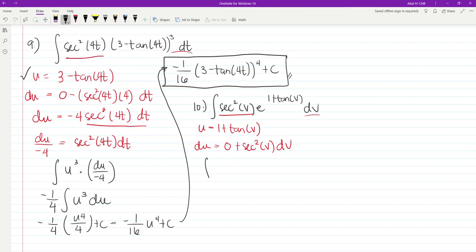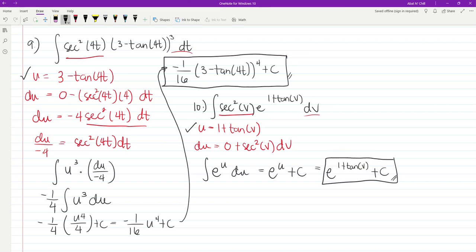We can now substitute it. So we have the integral of e raised to 1 plus tangent of v, which we labeled as u. And then, of course, the remaining factor, secant squared v dv, will now be our du. It's only equal to du. So integrate this. This should be e raised to u plus c. But we know that u equals 1 plus tangent of v. So we have e raised to 1 plus tangent of v plus c. And this would be our final answer.